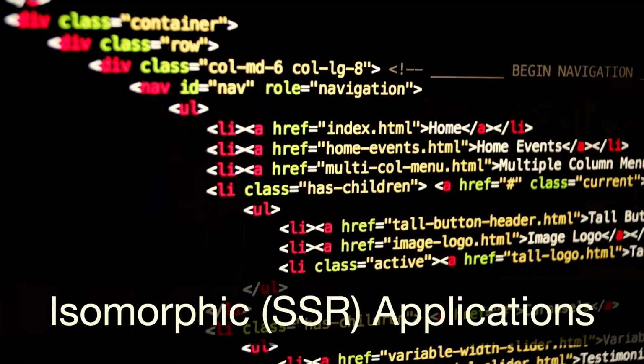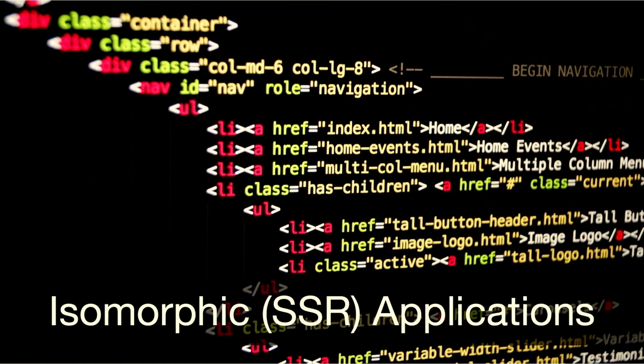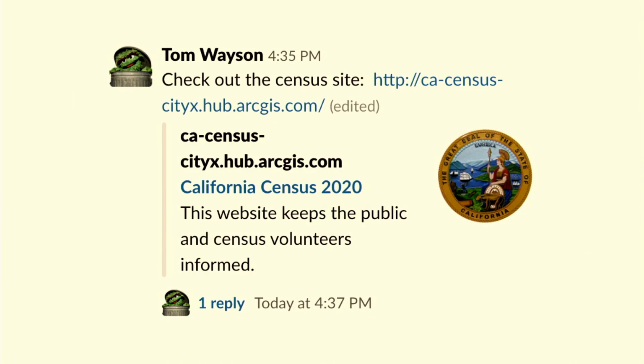Now, the one area that I want to talk about is isomorphic or server-side rendered applications. These are applications that have JavaScript code that can be executed both on the client as well as the server. The reason for doing this is that you can render the page on the server, the initial page request, and the HTML will be returned, and this is useful for SEO.